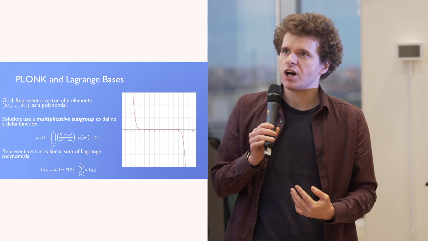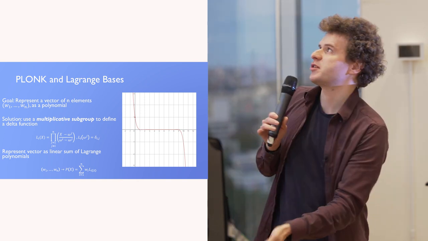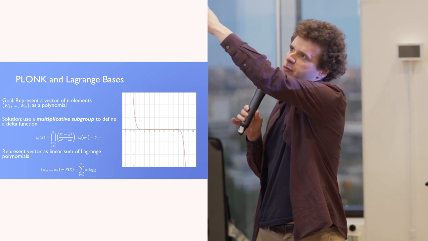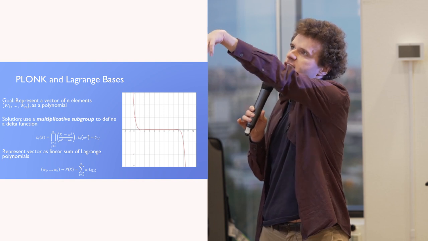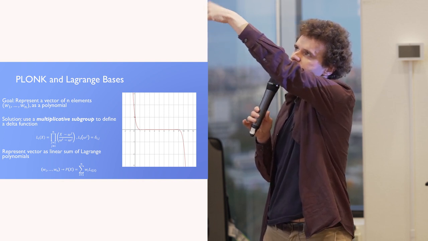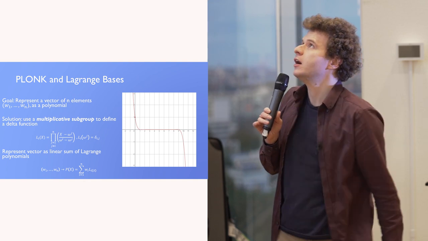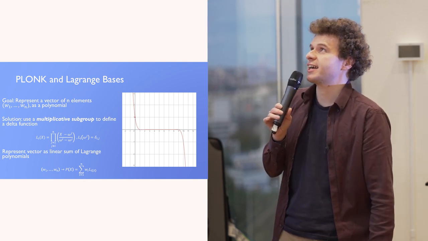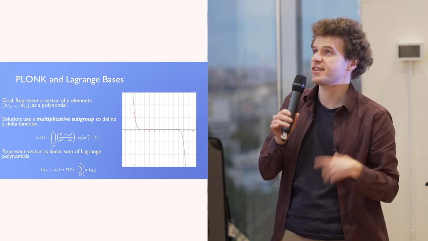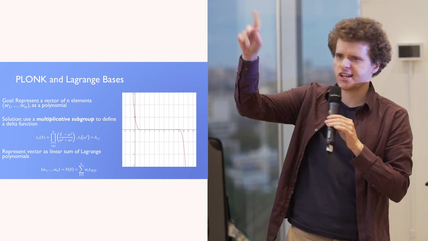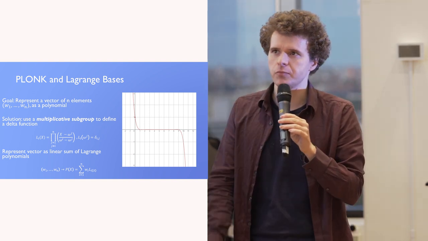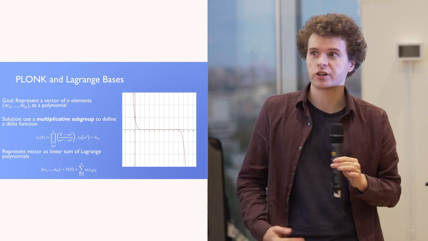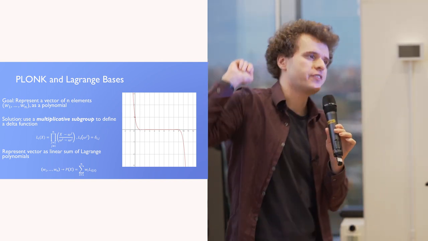So this multiplicative subgroup. For example, on this graph we have x's between 0 and 9, and you can see that the selection of polynomials that flash by have the property that at one of those x coordinates it'll be 1, and at the rest they'll be 0. Replace those x coordinates with roots of unity, and those are the Lagrange polynomials we use with PLONK. The reason these are useful is because they act like a delta function.